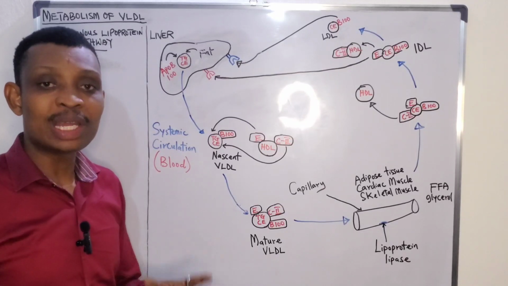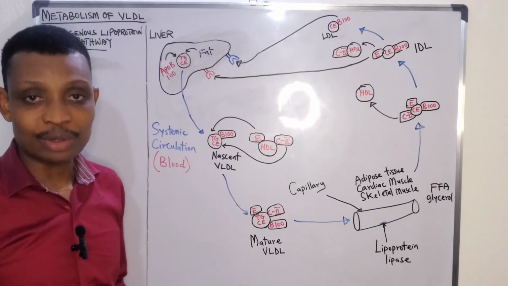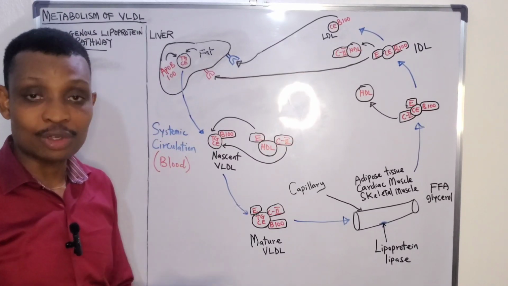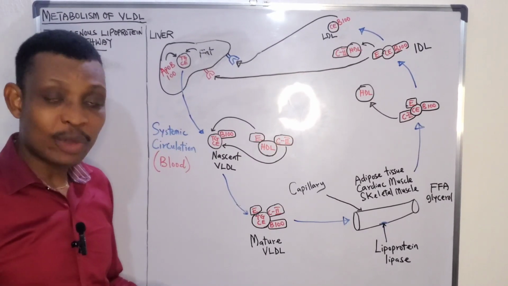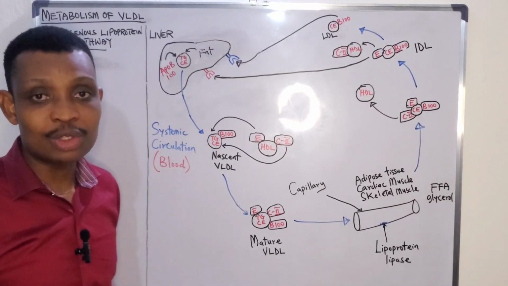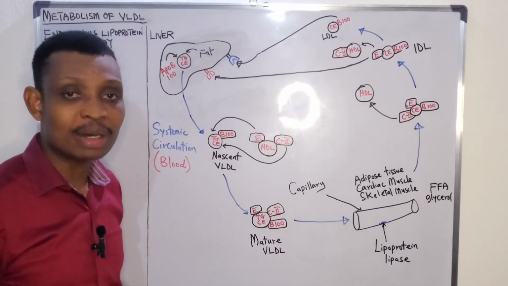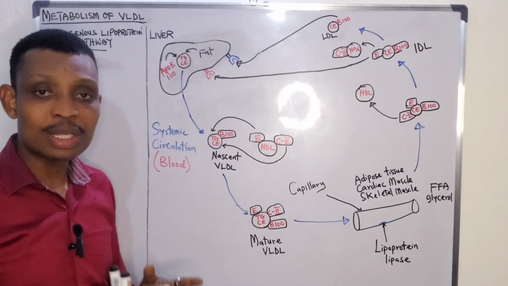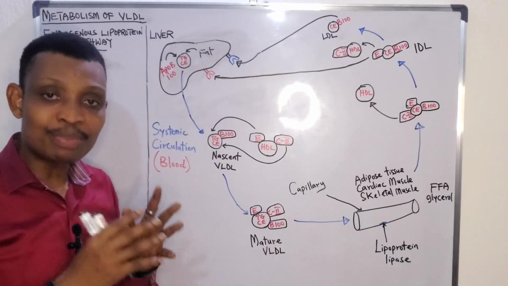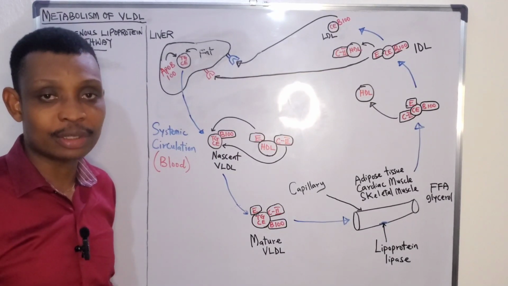Hello friends. So in our previous class, we talked about the metabolism of chylomicrons, which has to do with the exogenous lipoprotein pathway, where fats from our diet are ingested and transported to various peripheral tissues. But in this lecture, we are going to talk about the endogenous lipoprotein pathway, and that begins with the metabolism of very low density lipoprotein.